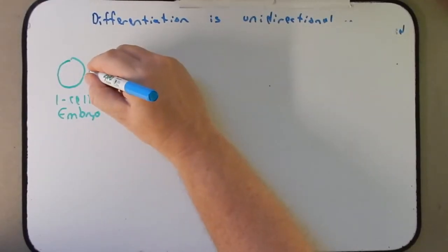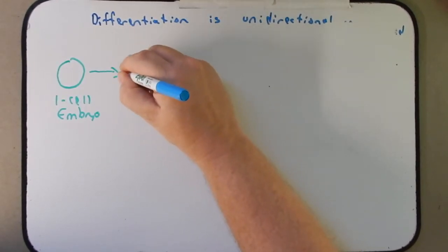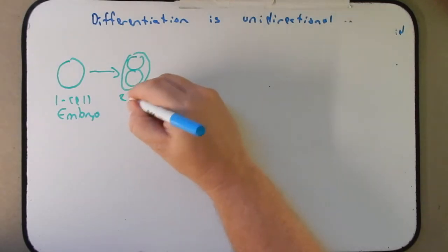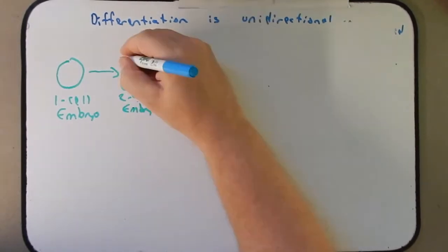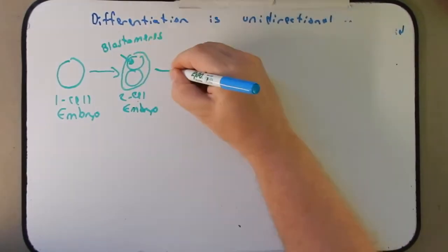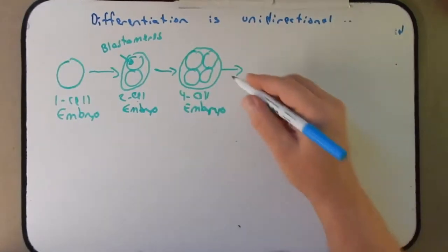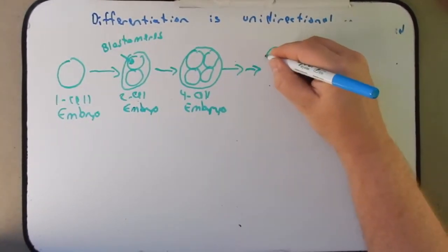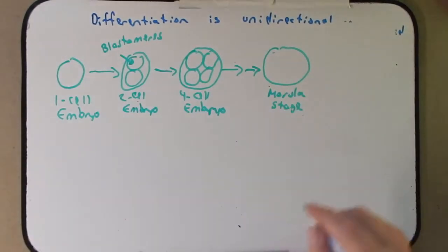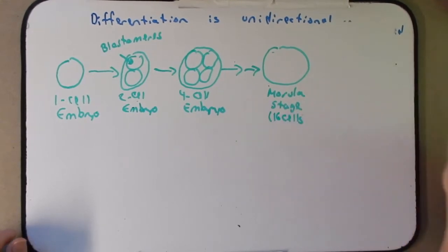So let's start off with our one-cell embryo. As in the picture you just saw, it would make its first division and become the two-cell embryo. These cells at this stage we call blastomeres. And then, of course, we have the four-cell embryo. A few divisions later, we end up with the morula, this ball of cells here. The morula stage contains about 16 cells.